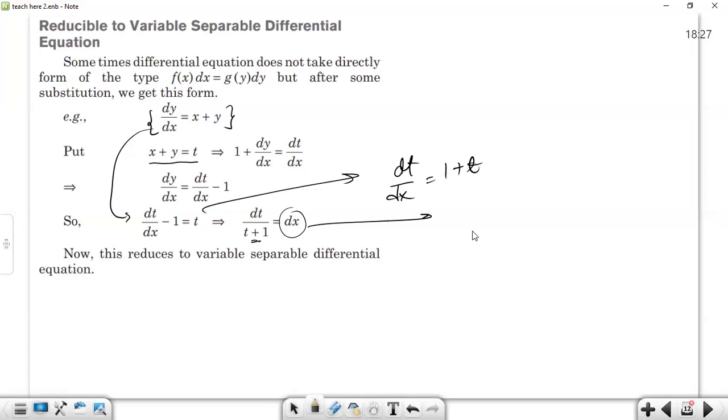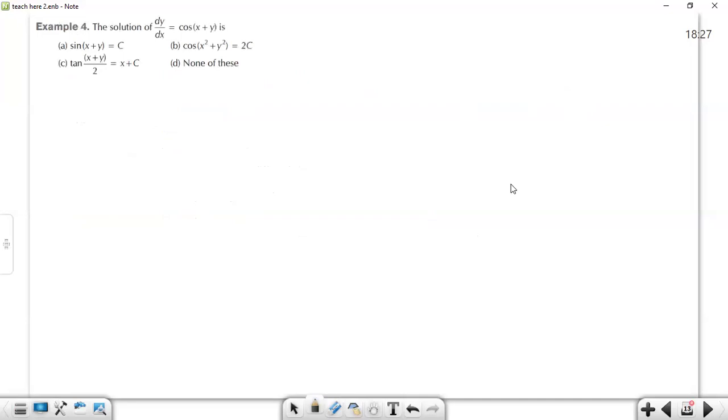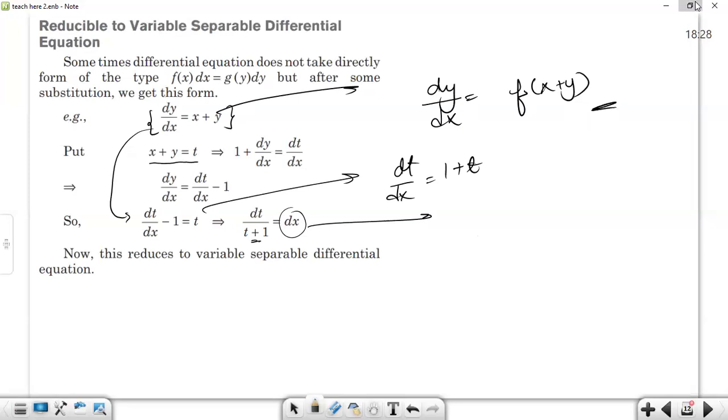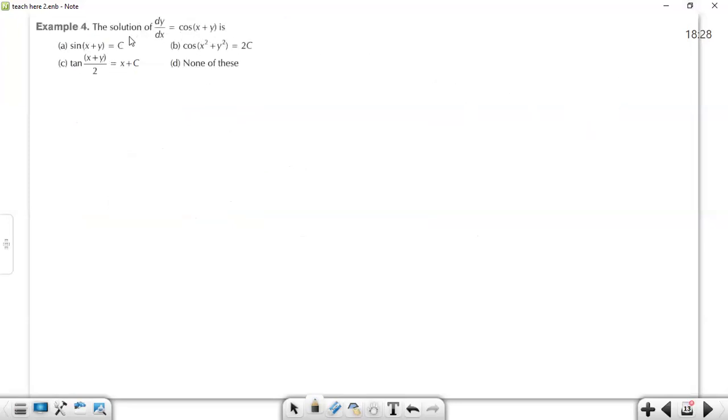Yes, sir. And even if there is dy by dx and a function having x plus y, then also we can do the same. Let's discuss with an example. This example has the same thing I have written here, that there is a function having x plus y. So the function itself is saying let x plus y equal t.